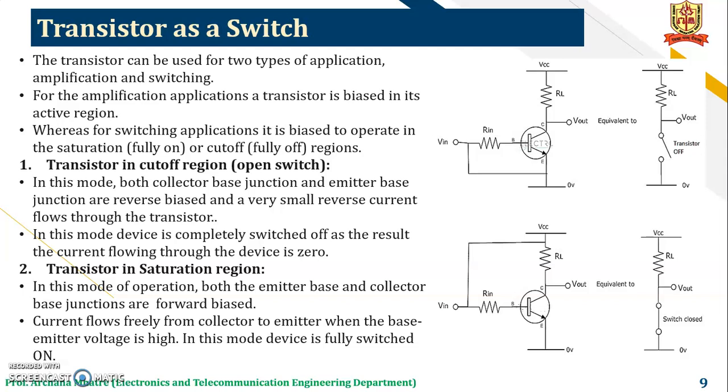Next, transistor in saturation region. The second diagram shows the transistor in saturation region, where it acts as a closed switch. In this mode of operation, both the emitter base and collector base junctions are forward biased. Current flows freely from collector to emitter when the base emitter voltage is high. In this mode, the device is fully switched on.